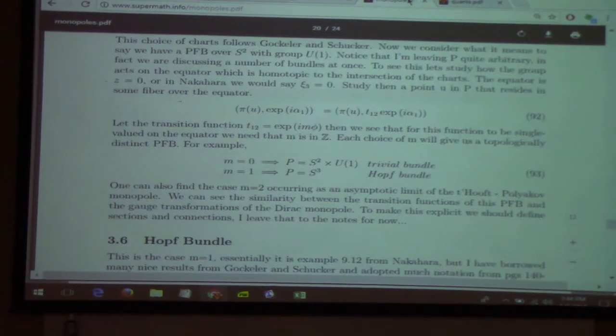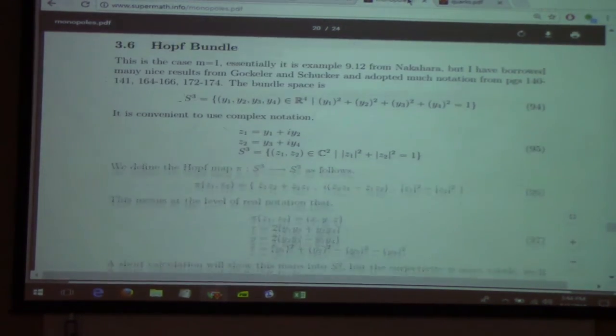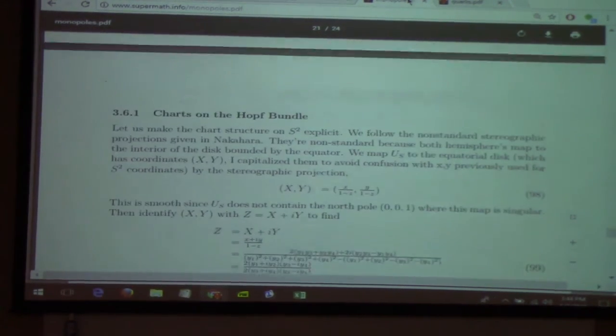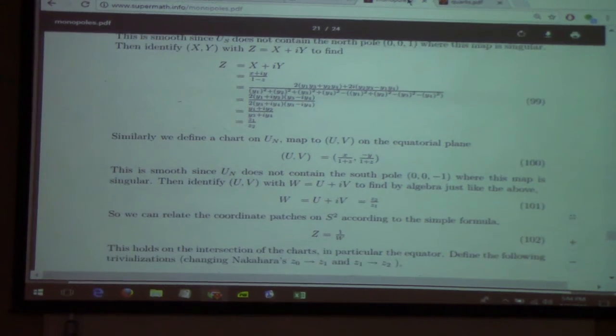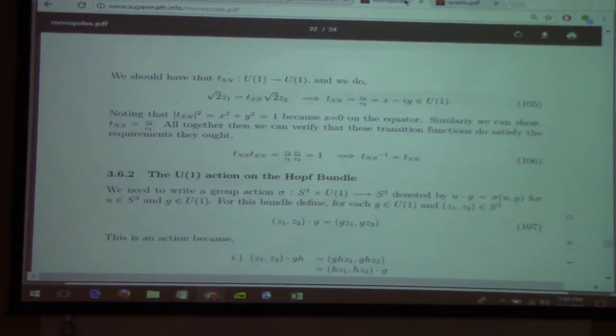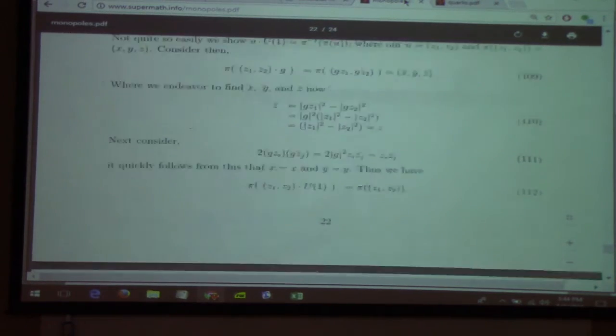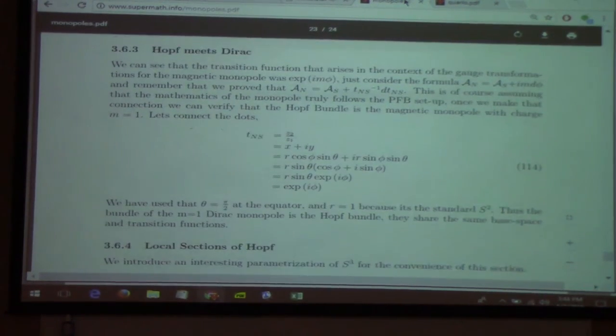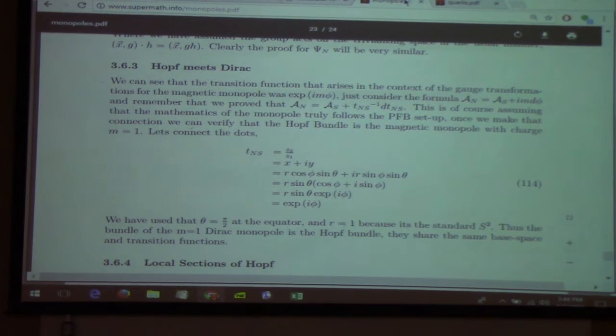And so I think what I show in here, trying to remember. Hopf meets Dirac. Transition functions that arise in the context of gauge transformations for the magnetic monopole was exponential of that. And if we just consider the formula north equals south plus Im d phi, remember we proved that the north is the south, it's the transition function plus the derivative of the north-south transition function.